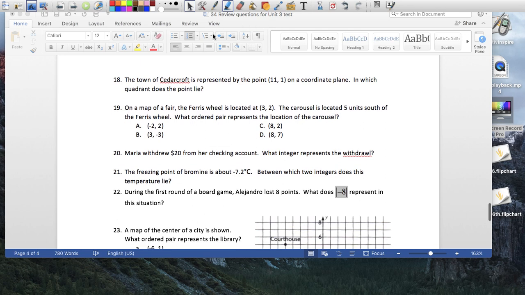The town, again, what quadrant is 11, 1? So coordinate plane. From the origin, I'm going to walk to the right 11 units. Okay, and then I'm going to go up 1, and I'm going to be here. And what quadrant is that point located? This would be Q1, or quadrant 1.